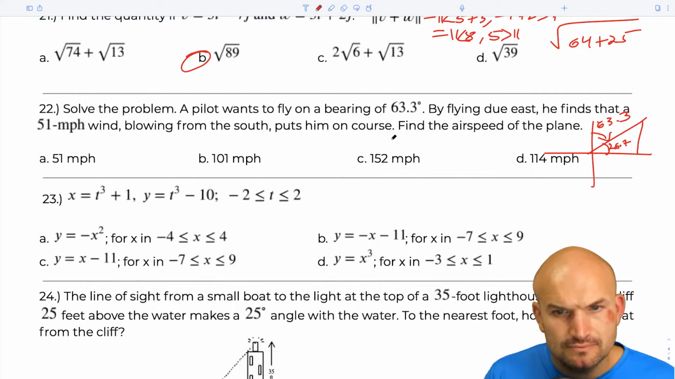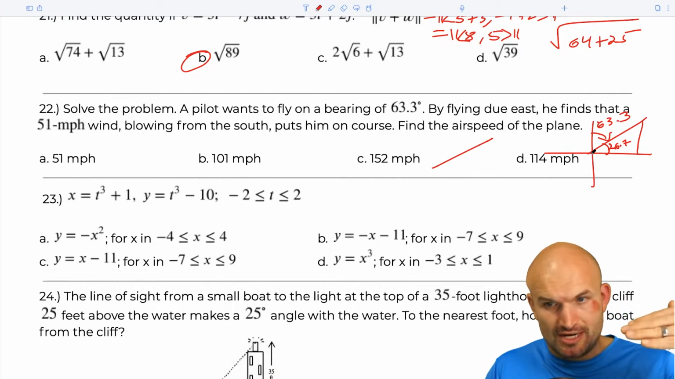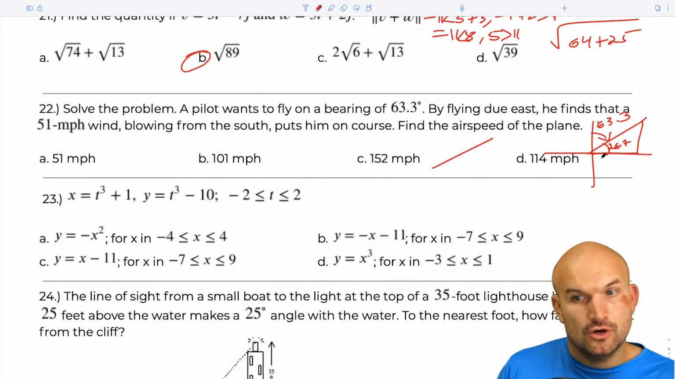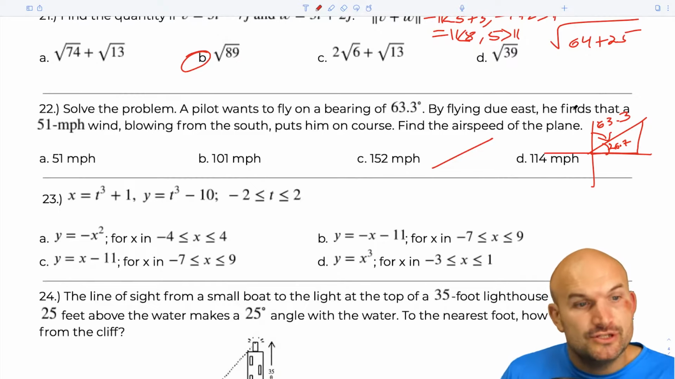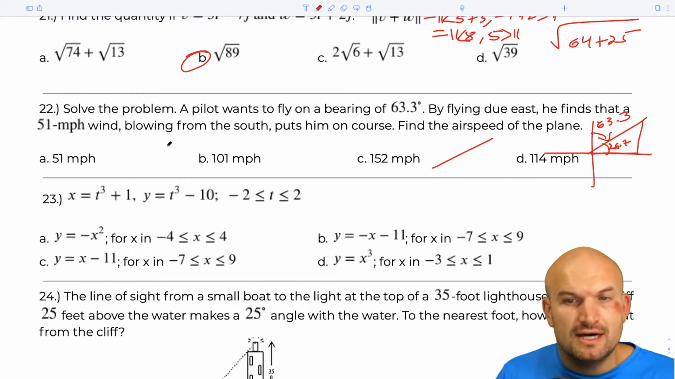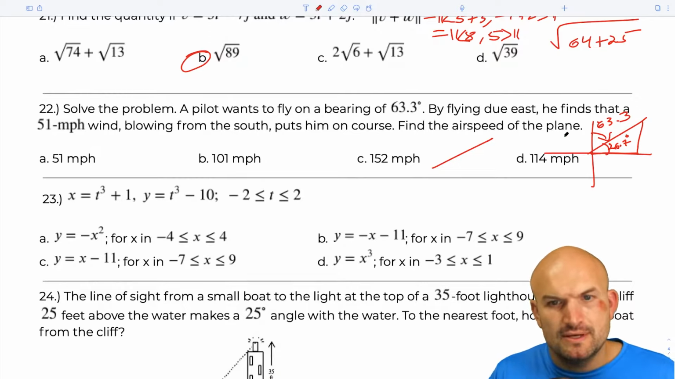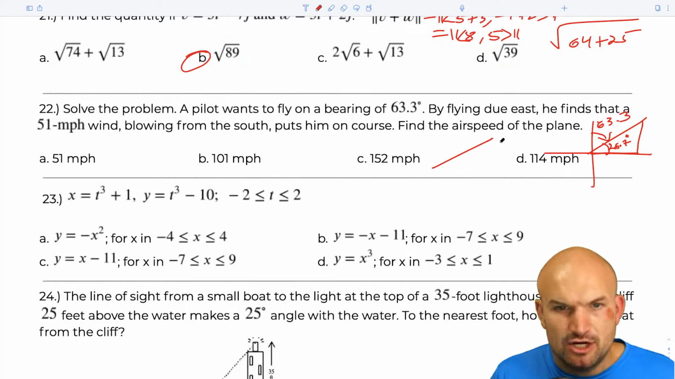And so we have an angle. And then it says, so it's due east. So this is the triangle. It's going this way, right? Now we don't know what this is, right? We don't know what the speed is. The only thing we do know is that he's going due east. By flying due east, he finds that a 50-mile-per-hour wind blowing from the south is pushing him off course to this angle, to this 26.7 degrees, right? Which is the bearing of 63.3. Find the airspeed of the airplane. Okay, so that's blowing at 51 miles per hour.